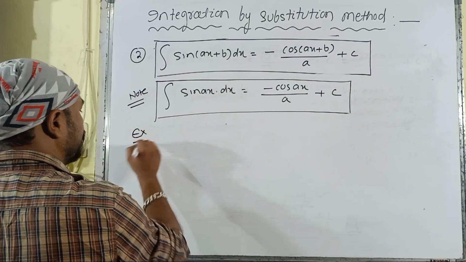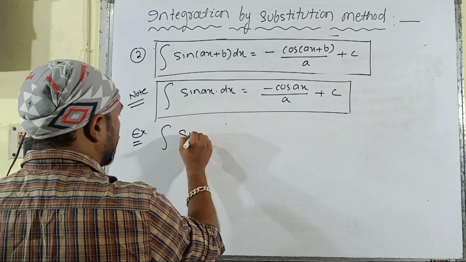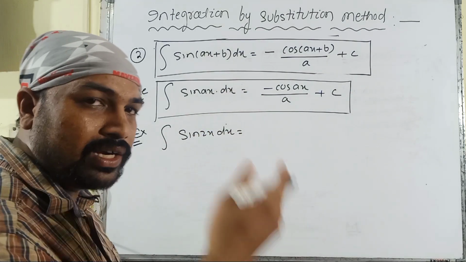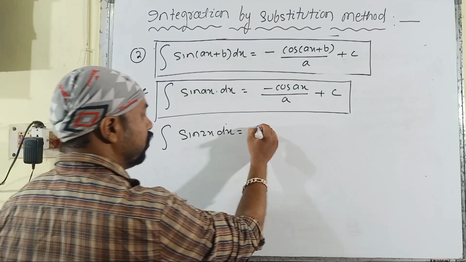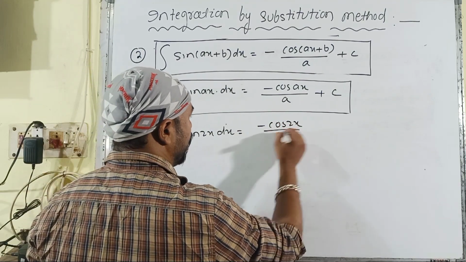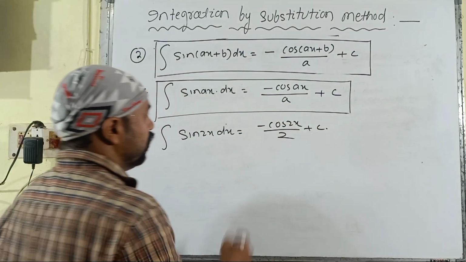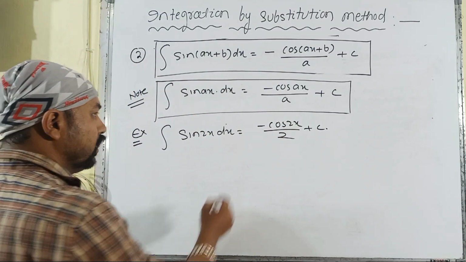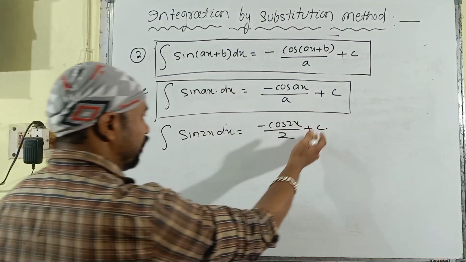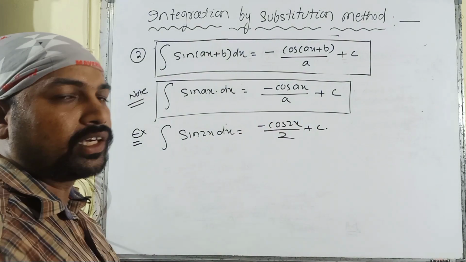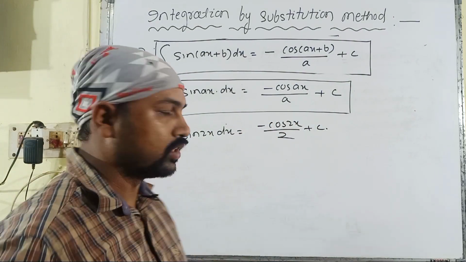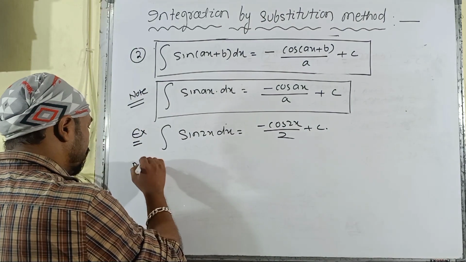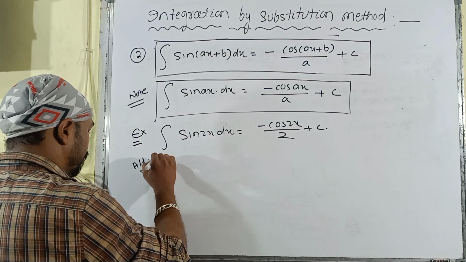So here is the example, integral of sin 2x dx. By using the formula directly we can write down the answer: minus cos 2x divided by 2 plus any constant c. This is the direct method. We can apply this and find the answer directly if the question is a short type or very short type question. But there exists another alternative method.